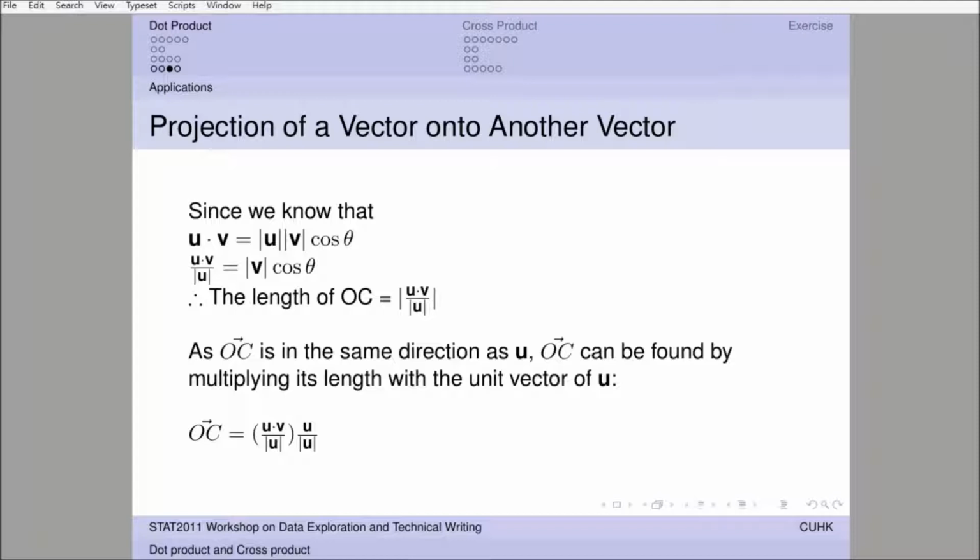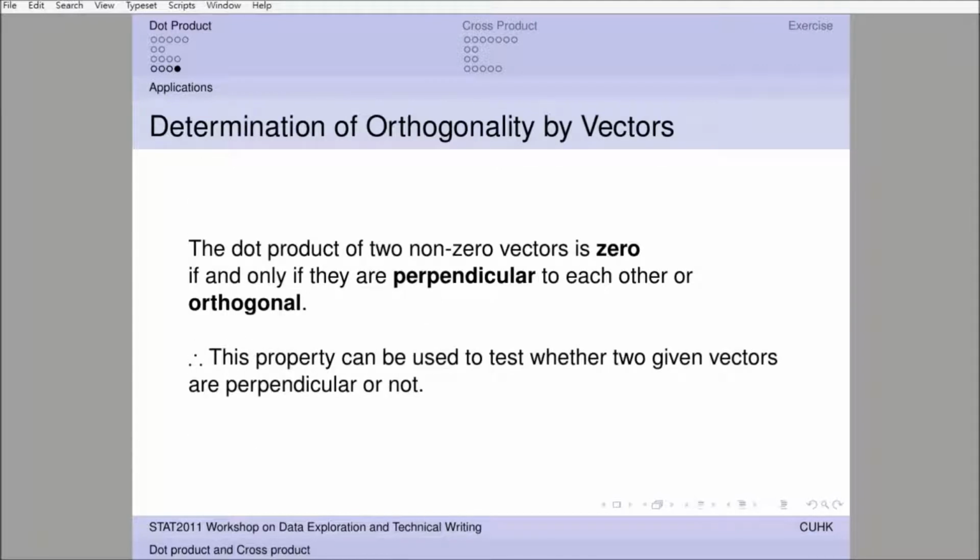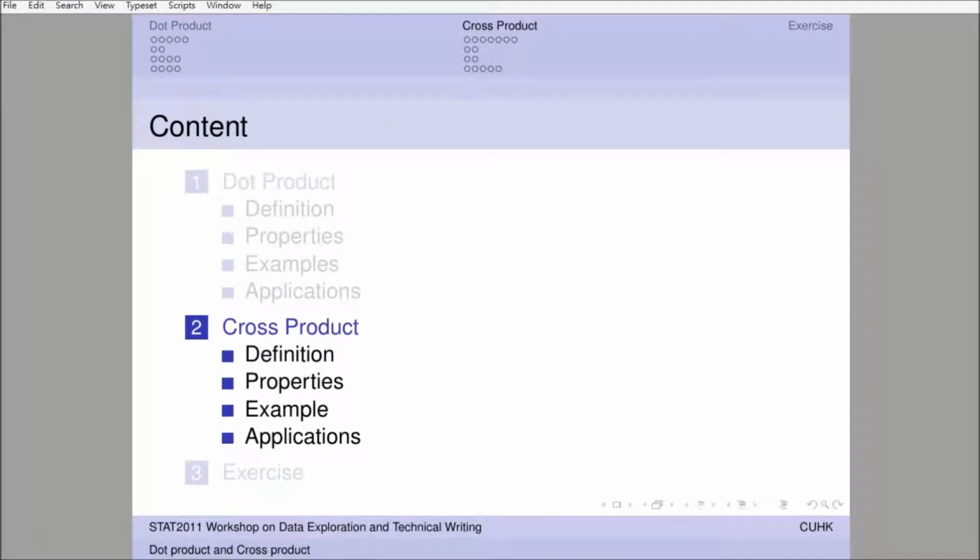As vector OC is in the same direction as vector u, the vector OC can be found by multiplying its length with the unit vector of u, that is, (u dot v over length of u) times (u over length of u). The second one is determining the orthogonality of two vectors. Since the dot product of two non-zero vectors is zero if and only if they are perpendicular to each other, or orthogonal, this property can be used to test whether two given vectors are perpendicular or not. The dot product part ends here.